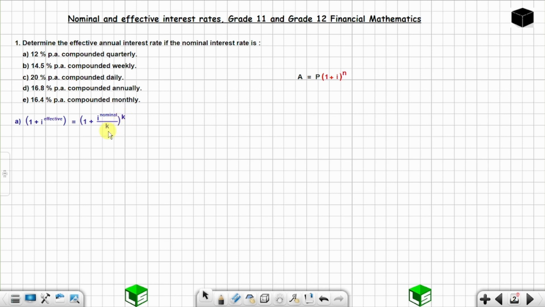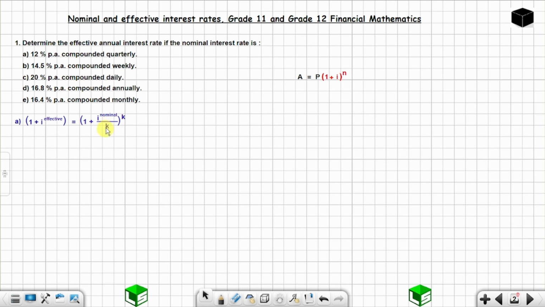k represents, for example, if it is compounded quarterly, k is going to be equal to 4. So you are going to have 4 there and another 4 in the exponent. So the nominal interest rate is divided by k. You have k at the bottom and you have k as an exponent. Only the nominal interest rate is divided by k.